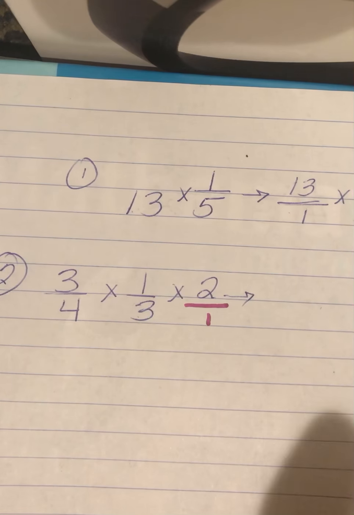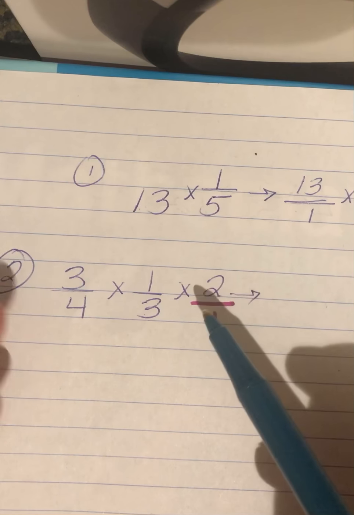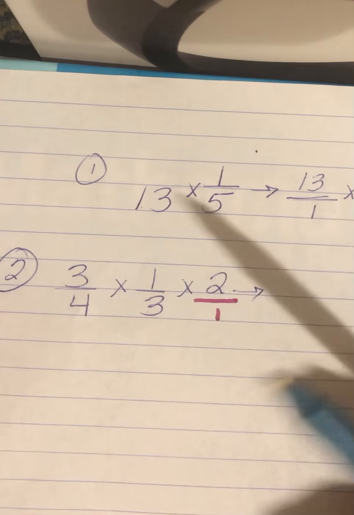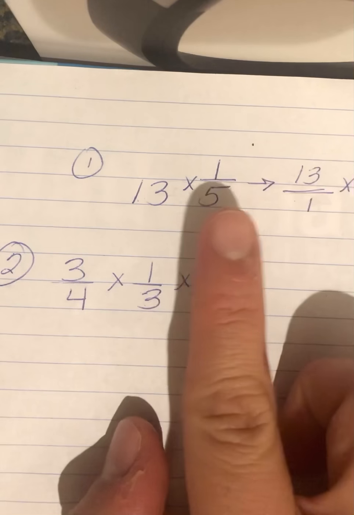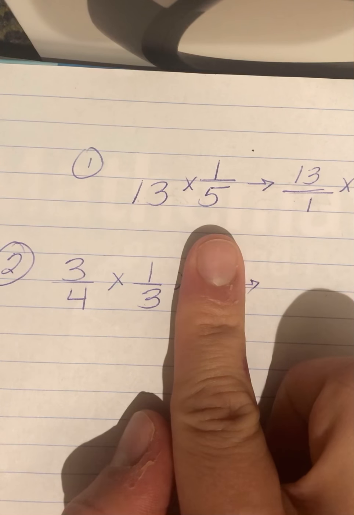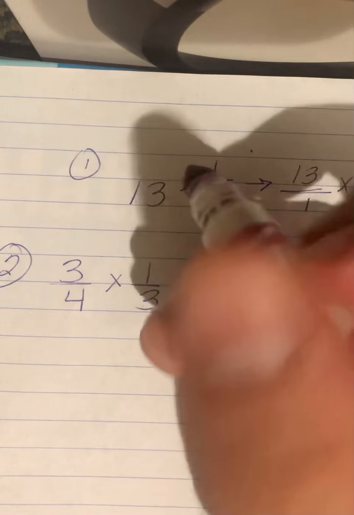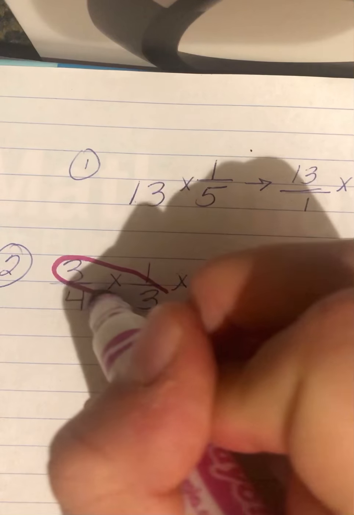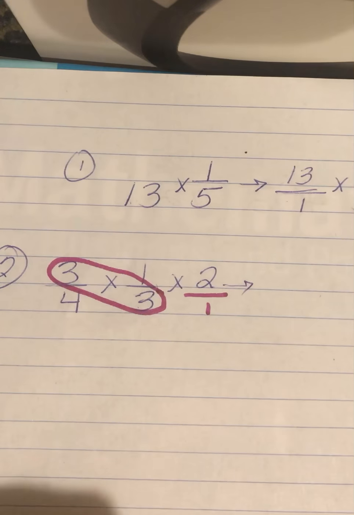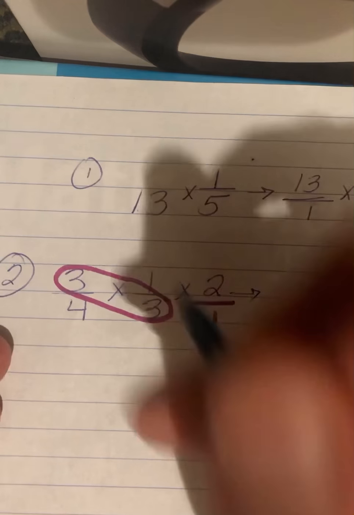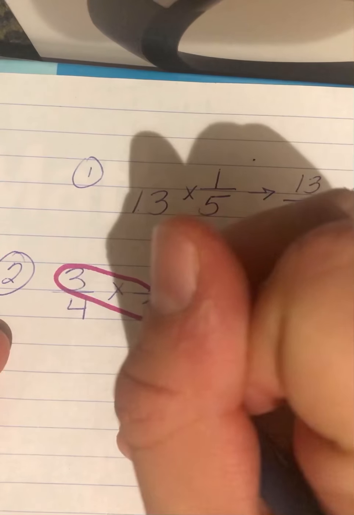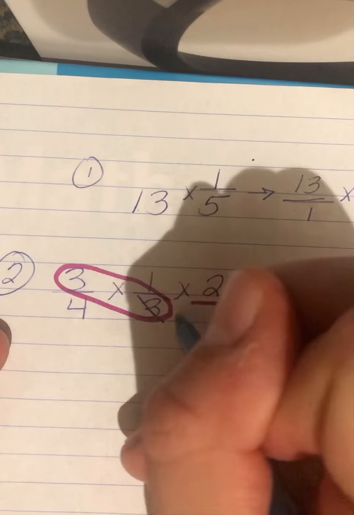If I ignore 3 over 4, 1/3 and 2 over 1 don't have anything in common. However, if I ignore the 1/3, 3/4 and 2 over 1 have 2 in common. So it doesn't really matter where you begin, because you will still get the same answer. So I'm going to choose to ignore 2 over 1, and I know that 3 and 3 share a common factor, and in this case it is 3, so 3 divided by 3 is 1.